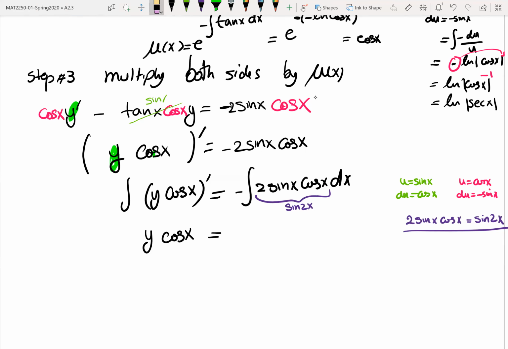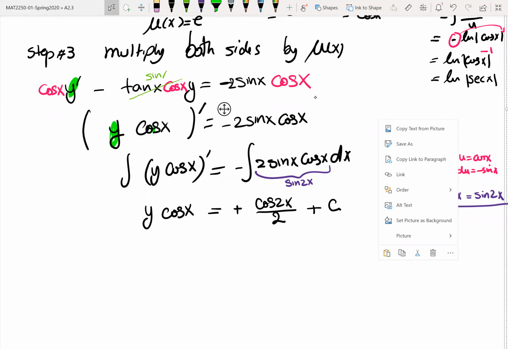You can use either of these u substitutions, or just use the trig and then say this is going to be minus sine, it's cosine divided by constant, plus the constant of integration. Integration of sine is negative, so it's plus. Then you get the y.